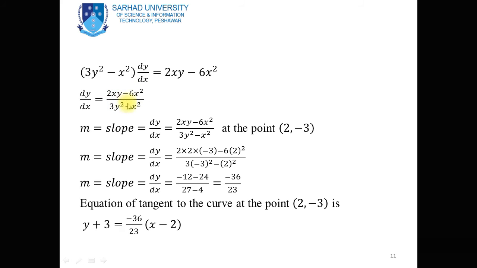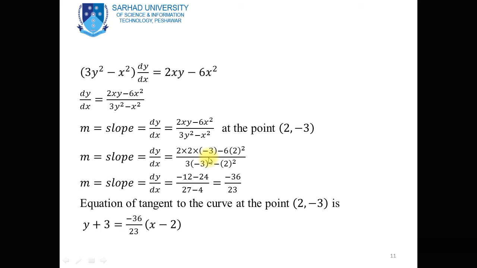Now this is the slope of tangent line. To calculate this slope at this point (2, minus 3), putting x is equal to 2 and y is equal to minus 3 in this derivative, so dy by dx is equal to 2 into 2 into minus 3 minus 6 into 2 square. This is the value, 2 is the value of x and minus 3 is the value of y, divided by 3 into (minus 3) whole square, minus x, and the value of x is 2, so 2 square.